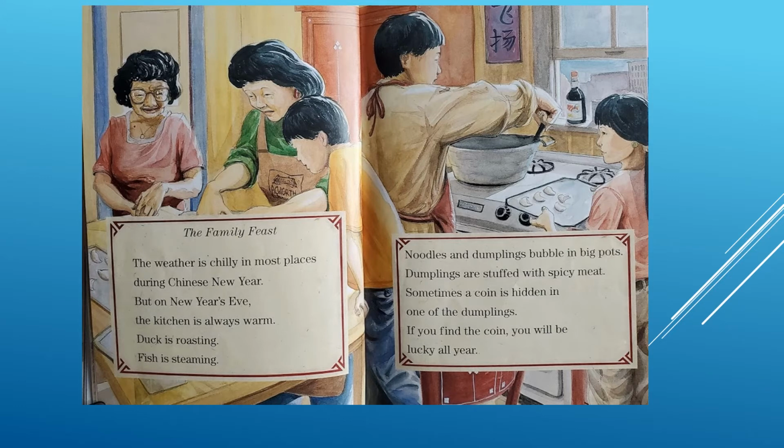The family feast. The weather is chilly in most places during Chinese New Year, but on New Year's Eve, the kitchen is always warm. Duck is roasting, fish is steaming, noodles and dumplings bubble in big pots. Dumplings are stuffed with spicy meat. Sometimes a coin is hidden in one of the dumplings. If you find the coin, you will be lucky all year.